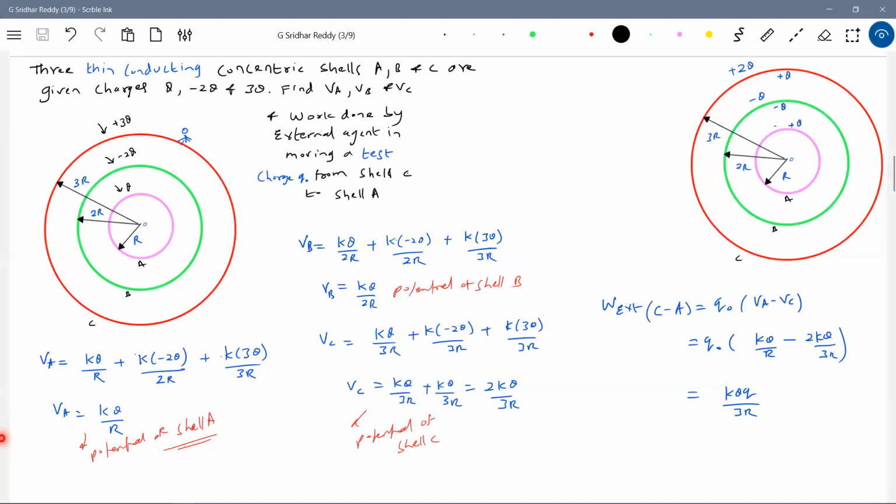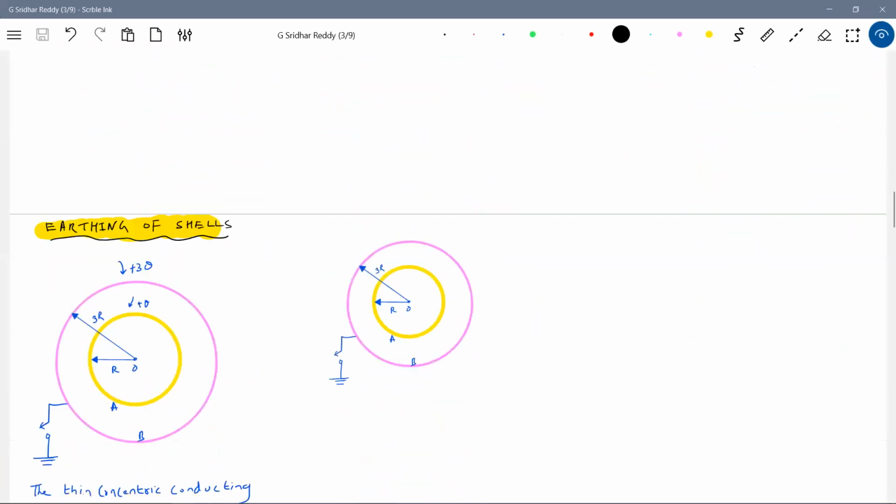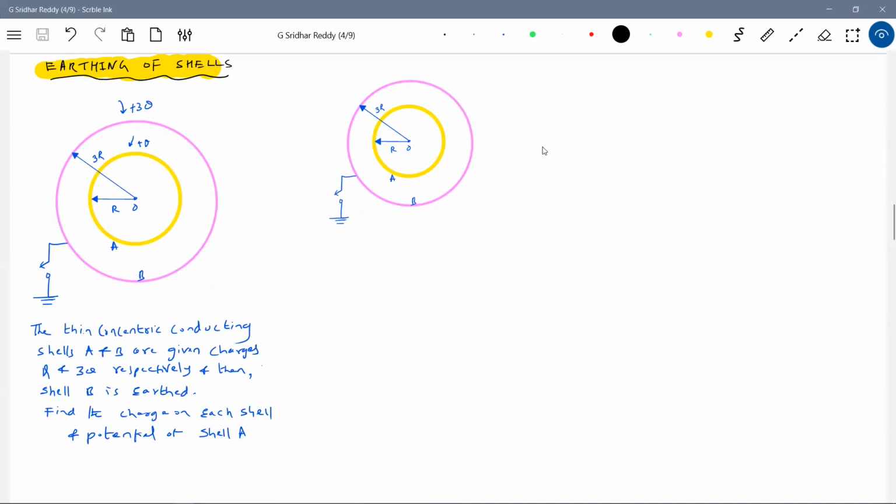I'll scroll down. Next one, earthing of shells. So what is the primary concept of earthing of shells? What is the idea of that? What is the potential of the earth? The potential of the earth we consider to be 0. So the concept involved in this is the potential of the earth. Electric potential and not gravitational potential. Electric.